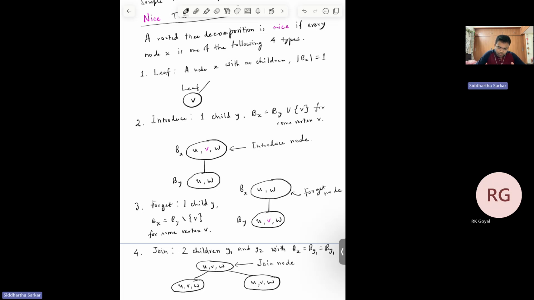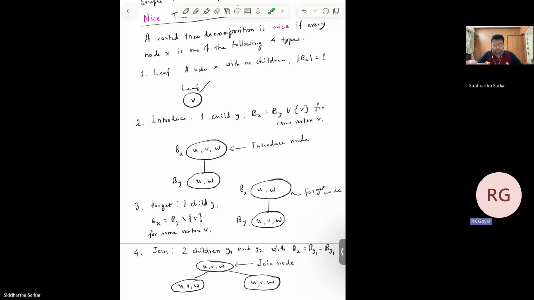So what is a nice tree decomposition? If you observe this pattern, if you look at the tree decomposition and you realize that every node is either of leaf type, introduce type, forget type, or join type, then you will conclude that this is a nice tree decomposition. So that is the definition.